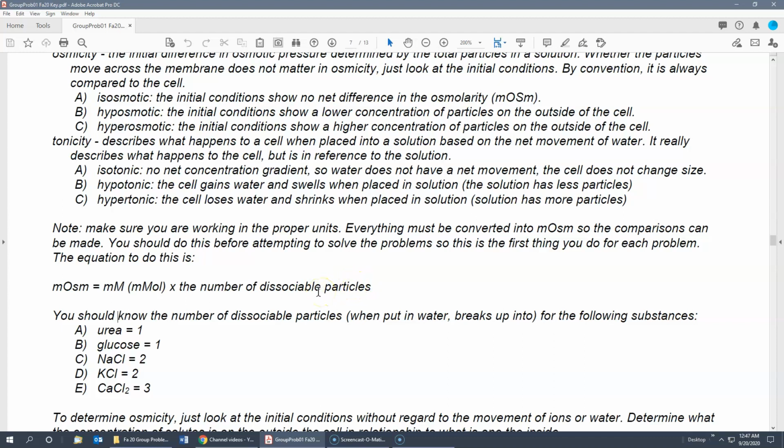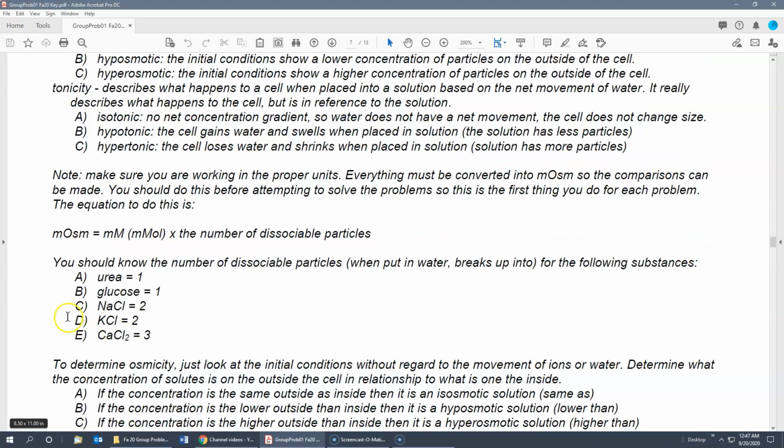You are responsible for knowing the dissociable particles and the behavior of the following 5 solutions: urea, glucose, sodium chloride, potassium chloride, calcium chloride. And so here are the dissociable particles. Remember, the osmotic pressure is due to the number of particles. So if I put sodium chloride into a solution, it actually breaks up into 2 particles. So then we have to take that into account. For every 1 molecule of salt I put in, basically, it becomes 2 particles in the solution. So you just multiply the number of dissociable particles.